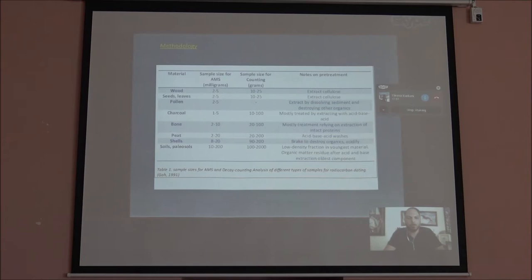The only differences we have are the smaller sample size and the shorter time we need with accelerator mass spectrometry in order to do more samples. So in accelerator mass spectrometry, we can process up to 100 samples per day. And with the decay counting method, we can process 5 samples per day.